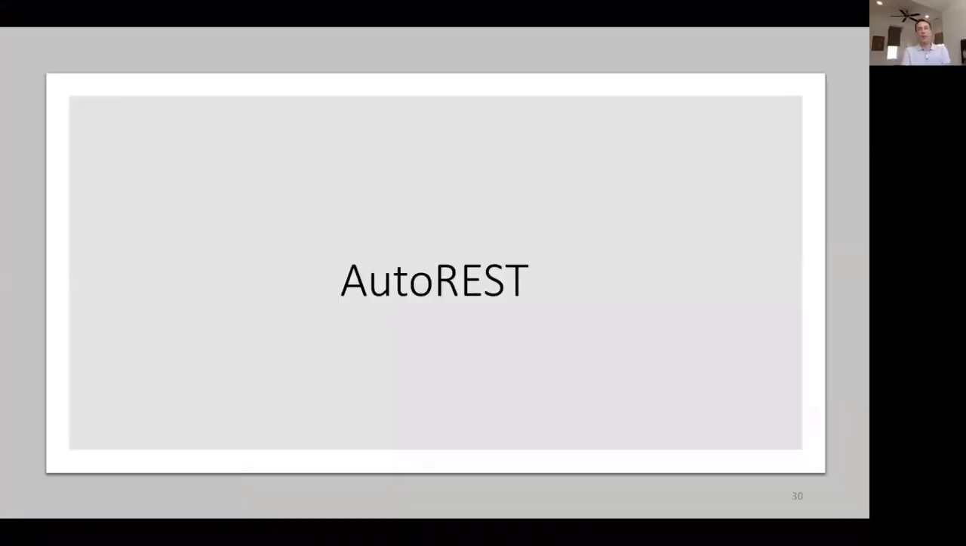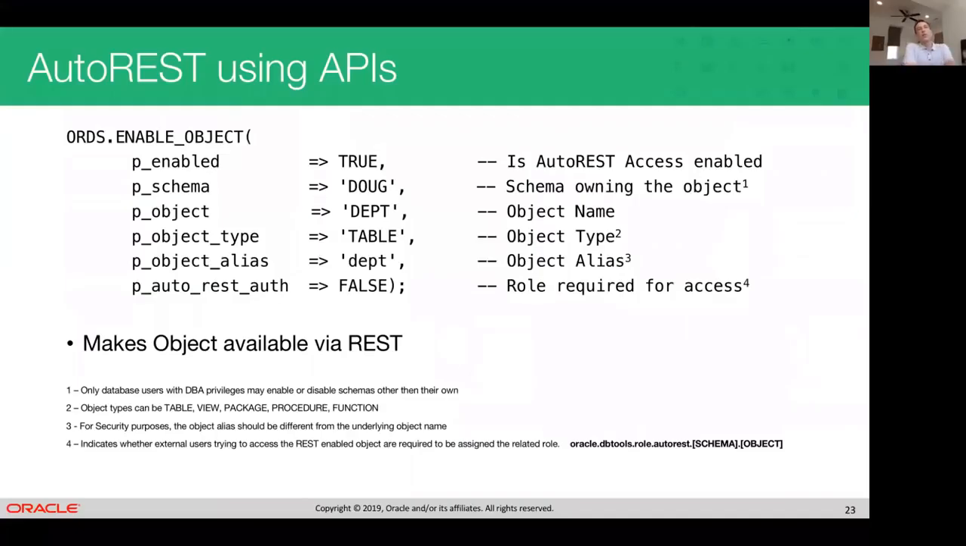The first thing that we want to talk about is the auto REST. To do this with the command line or with the API, basically it's a simple call. You say ORDS.enableObject, tell it whether it's enabled or disabled, tell it the schema, tell it the object that you want to enable and the object type, give it an alias, and once again, tell it whether or not you want to hide or show the metadata about this.